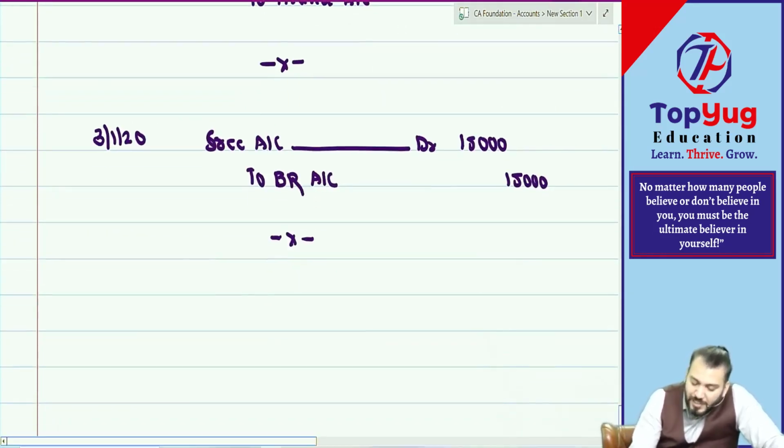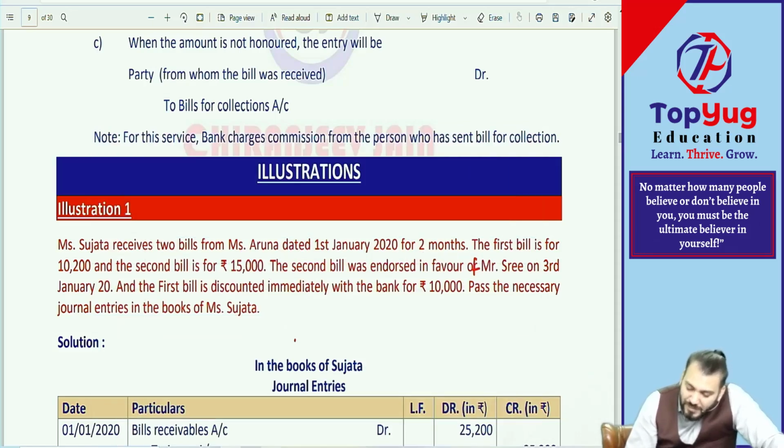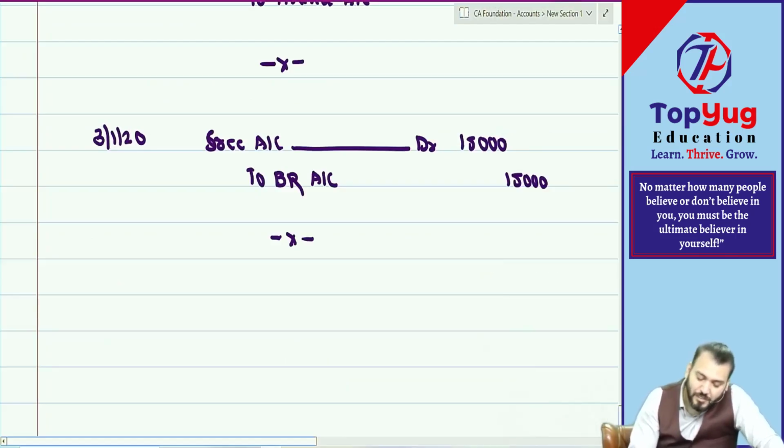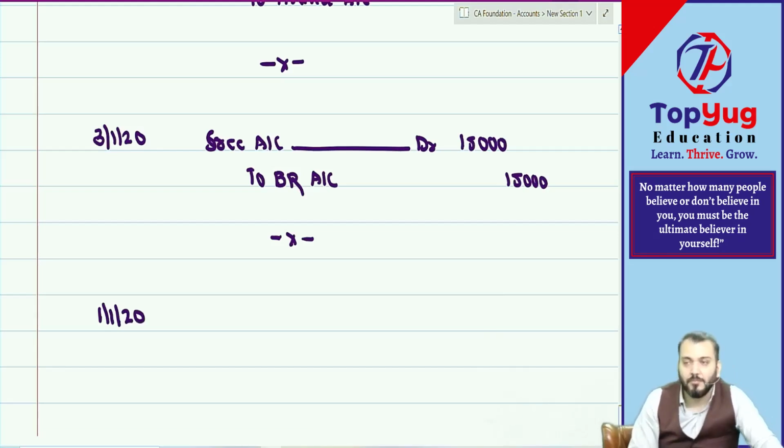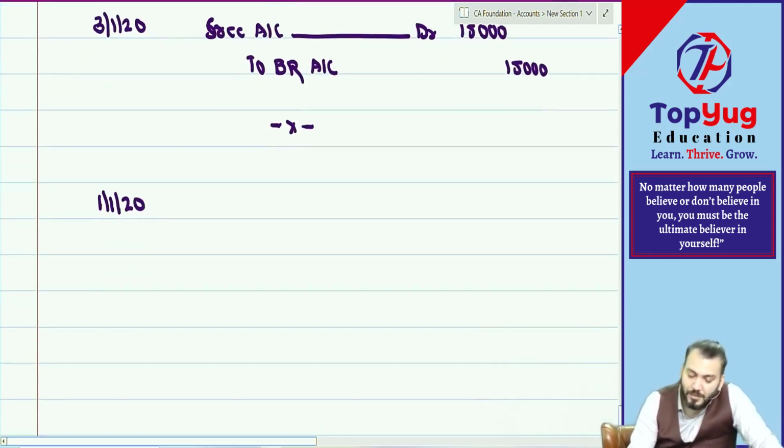Then what is the discounting date? It was given that first bill was immediately discounted. Immediately discounted means on the same date only. They have not given date. So it means first we need to pass that journal entry. So immediately discounted means, let us assume on 1st Jan only. 1st Jan 2020.